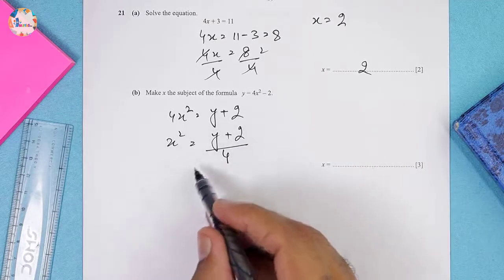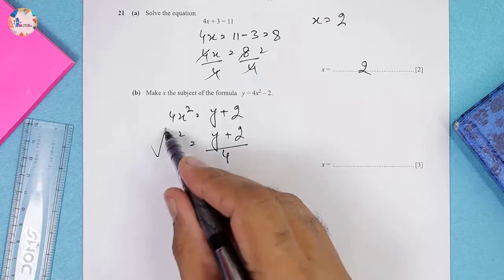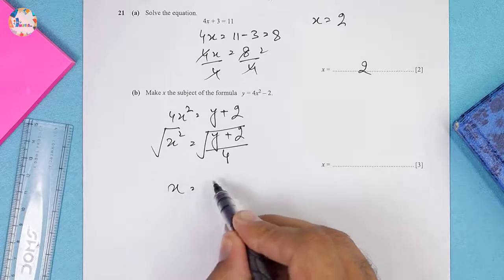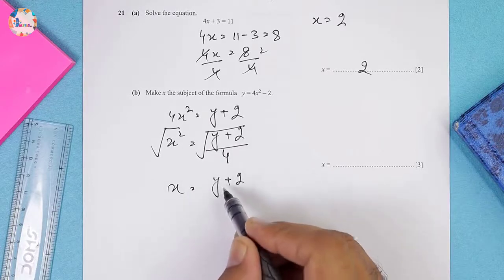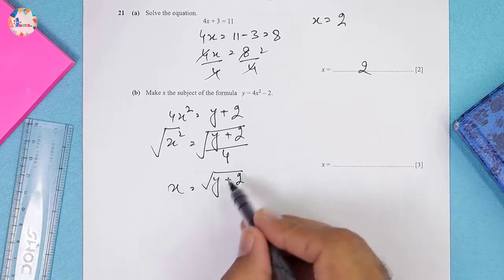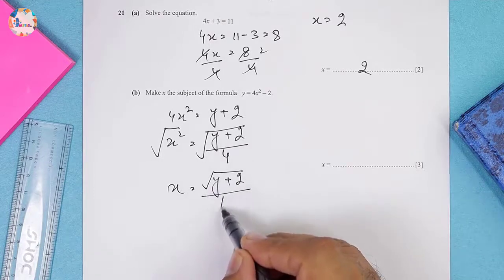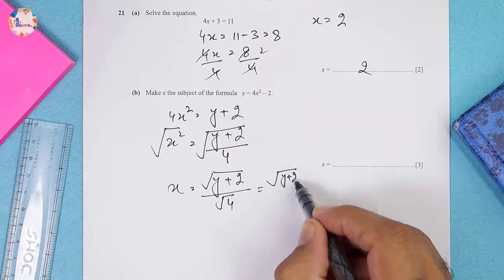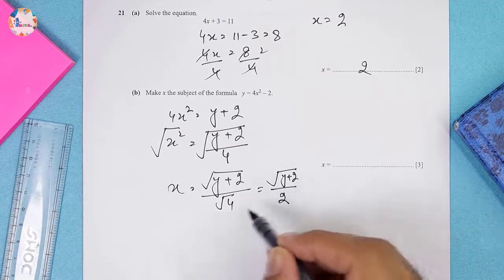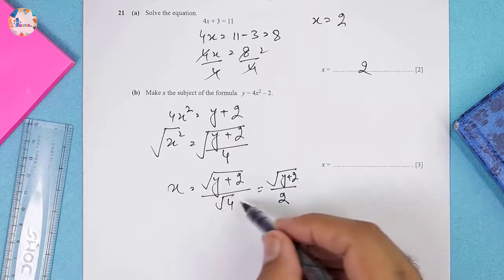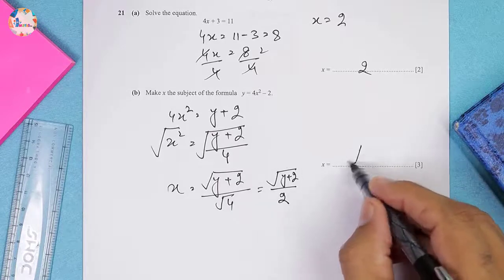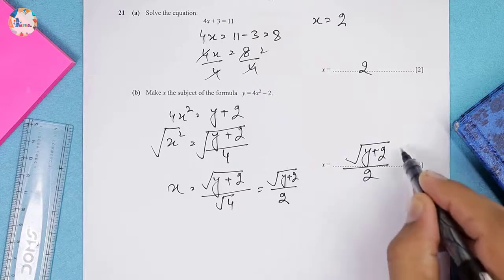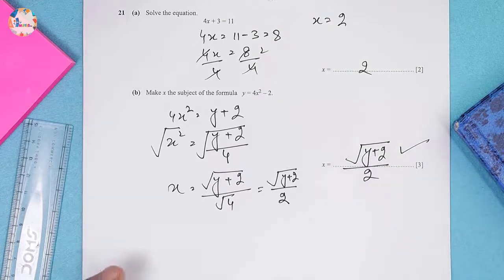Now we have to get rid of this square. We can take a root on both sides like this. So x is equal to root of y plus 2 over 4, and this is equal to root of y plus 2 over, this will be 2 because under root 4 means 2, so we can write here the answer as y plus 2 over 2. This will be our final answer for this.